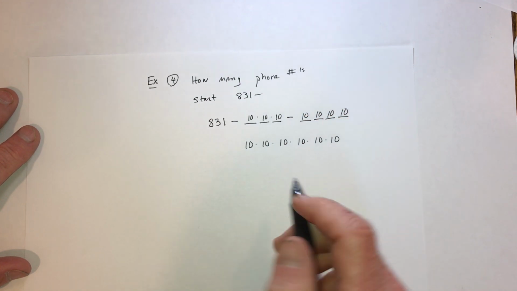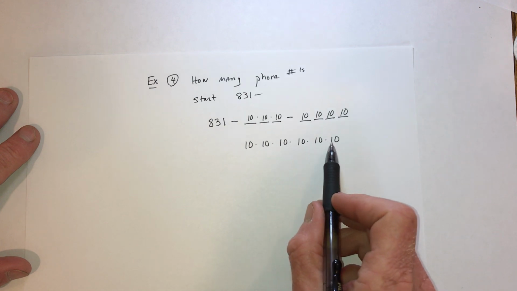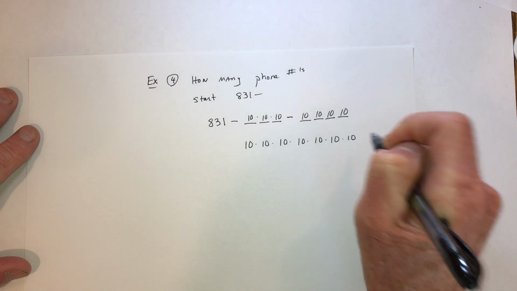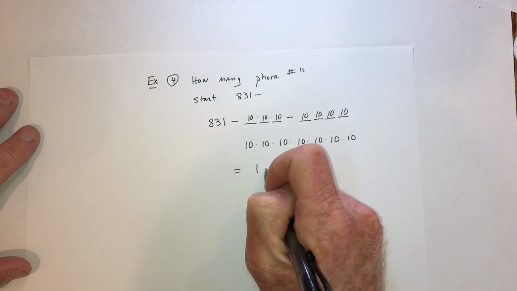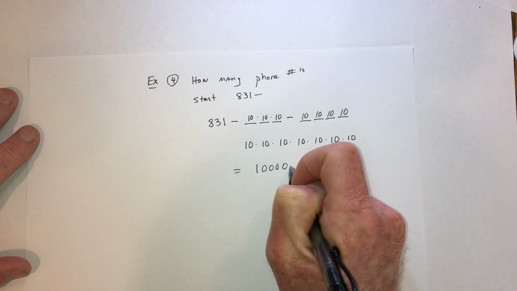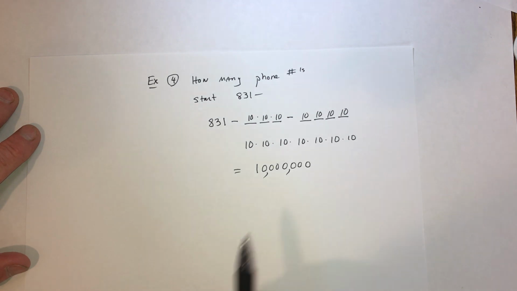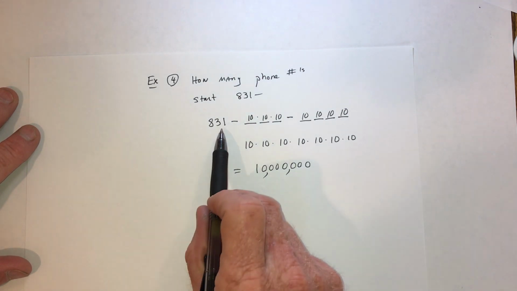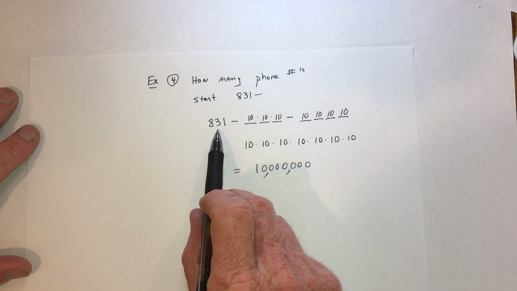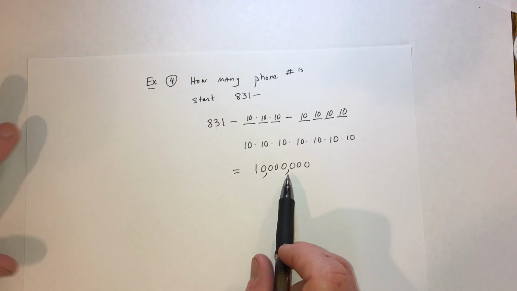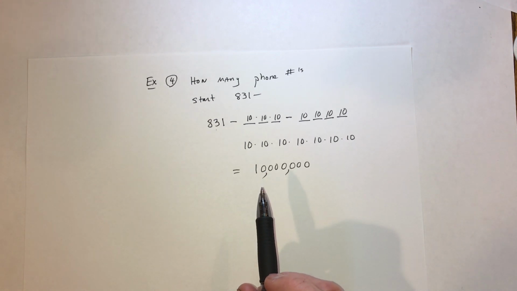How many do I have? 1, 2, 3, 4, 5, 6. One more. Or in other words, a 1 with 1, 2, 3, 4, 5, 6, 7 zeros. That's 10 million phone numbers that are in the 831 area code. 10 million. That should be enough.